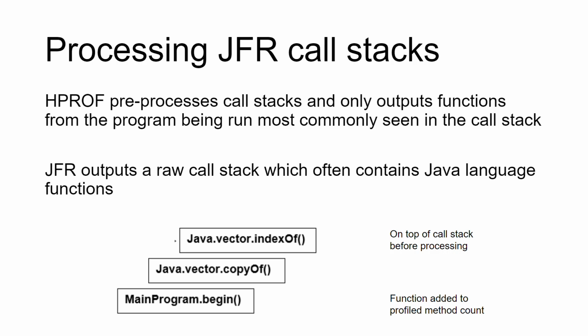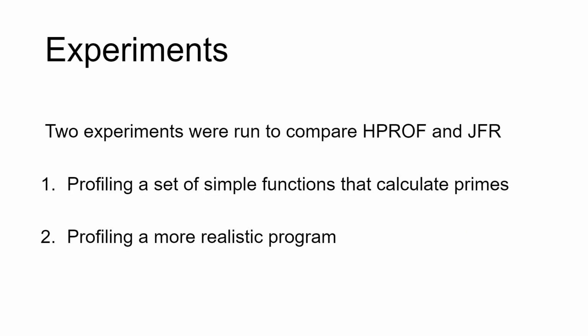So we look at the top of this call stack and ask, is this part of the main program? We can do that by checking the package name. This is a Java package, we don't care. We jump to the next one. This is a Java language function as well, we don't care, we jump to the next one. And this package is main program, which is our main program we're processing, so we do care about this. So we're going to say that main program.begin is on top of the call stack. That's how we're processing our call stacks with JFR, manually.